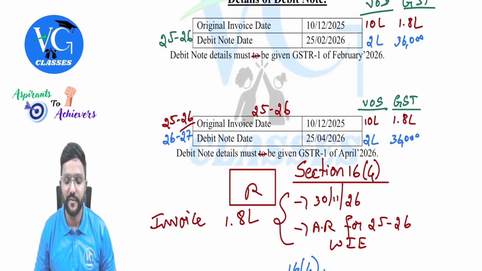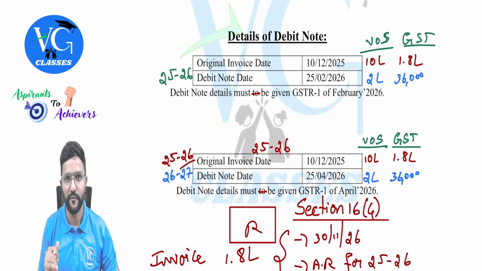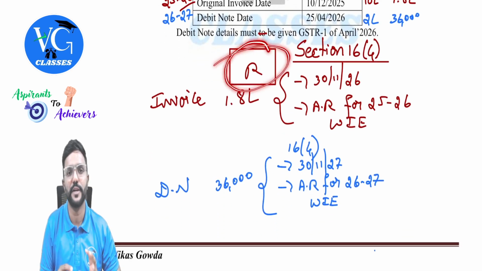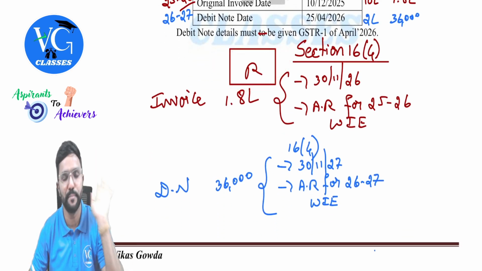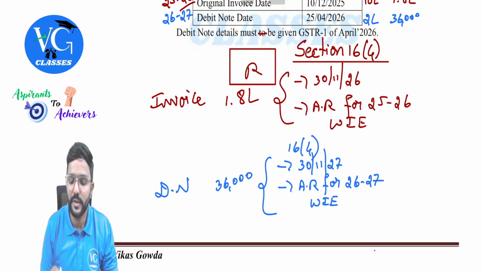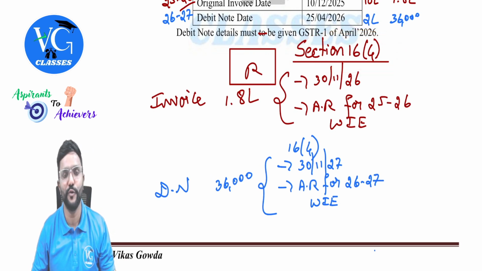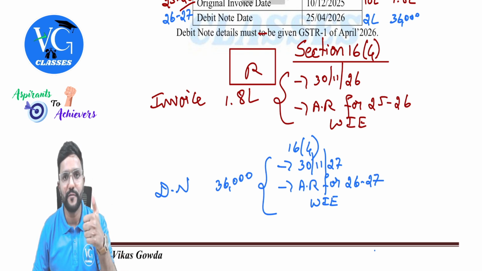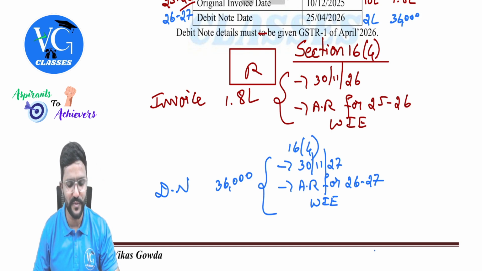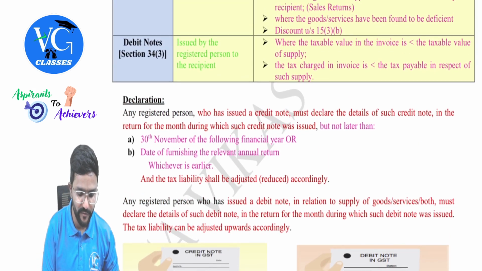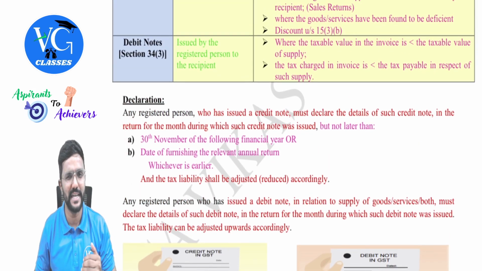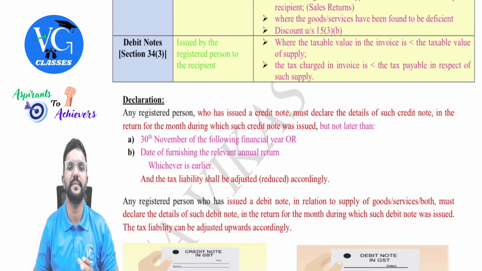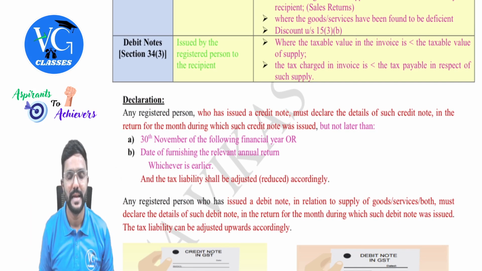Okay. Now, sir, for recipient, this is from supplier's point of view. I will also explain from recipient point of view what is the deadline to claim credit. Important, guys. So deadline to claim credit is given in section 16 subsection 4. What is the deadline to avail the credit, guys? 30th November of next financial year or actual date of filing annual return. Same like for giving the details of credit note, whatever deadline is there, the same deadline is given to the recipient to avail the credit as per section 16 subsection 4.